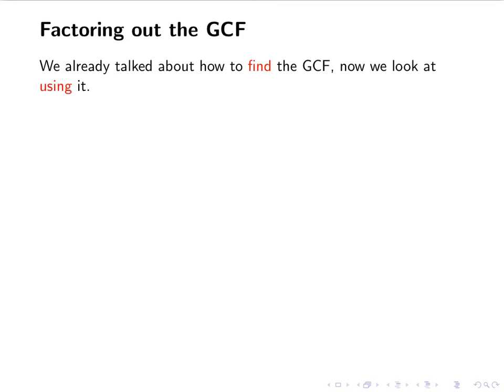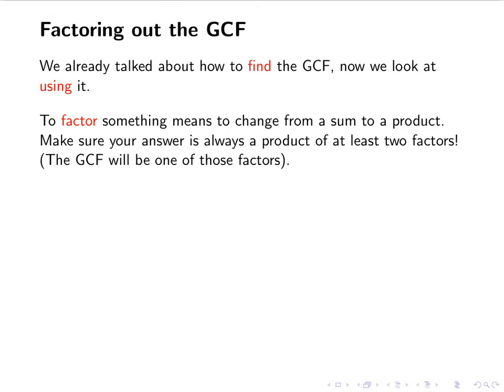Hello everyone, today we're going to look at factoring out the GCF. So we've already talked about finding the GCF, now we're going to look at using it. So to factor something means to change from a sum to a product. So this means your answer must be a product of at least two factors, something times something. One of those somethings will be the GCF.